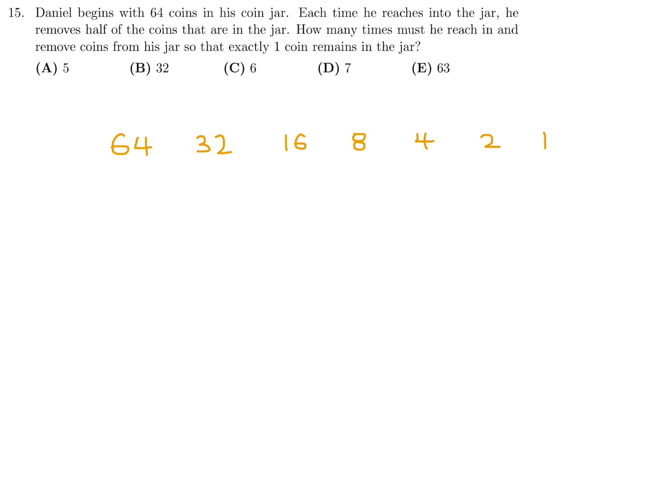So they're asking how many times did he reach in the jar? This was the first time, second time, third time, fourth time, fifth time, and sixth time. Each time he reached in the jar, he took out half, and the next number is what's remaining. So they're saying how many times does this happen before we get to the scenario where only 1 coin remains? Well, 1, 2, 3, 4, 5, 6 times he had to reach into that jar and repeat the process. So number 15, the answer is 6, which is C.